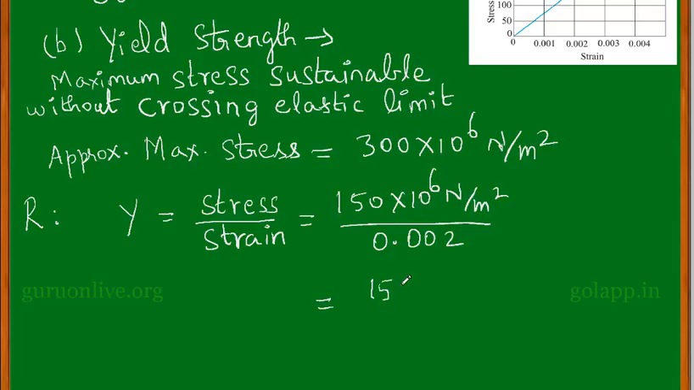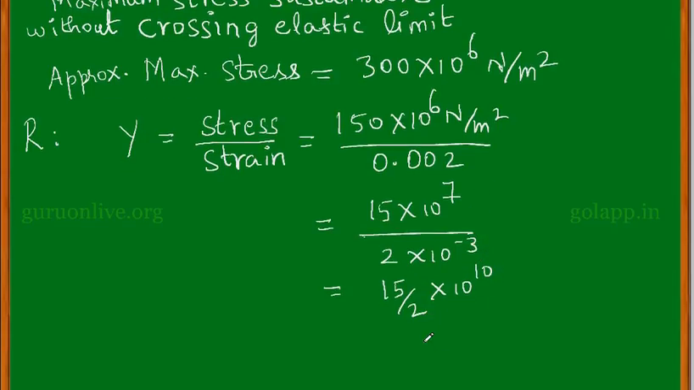15 into 10 to the power of 7 divided by 2 into 10 to the power of minus 3. If we take the factor of 10 to the numerator, it will become 15 by 2 into 10 to the power of 10. This will become positive, so it adds up to 7, 10 to the power of 10. The answer is 7.5 into 10 to the power of 10 Newton per meter squared. That is the value of Young's modulus Y.